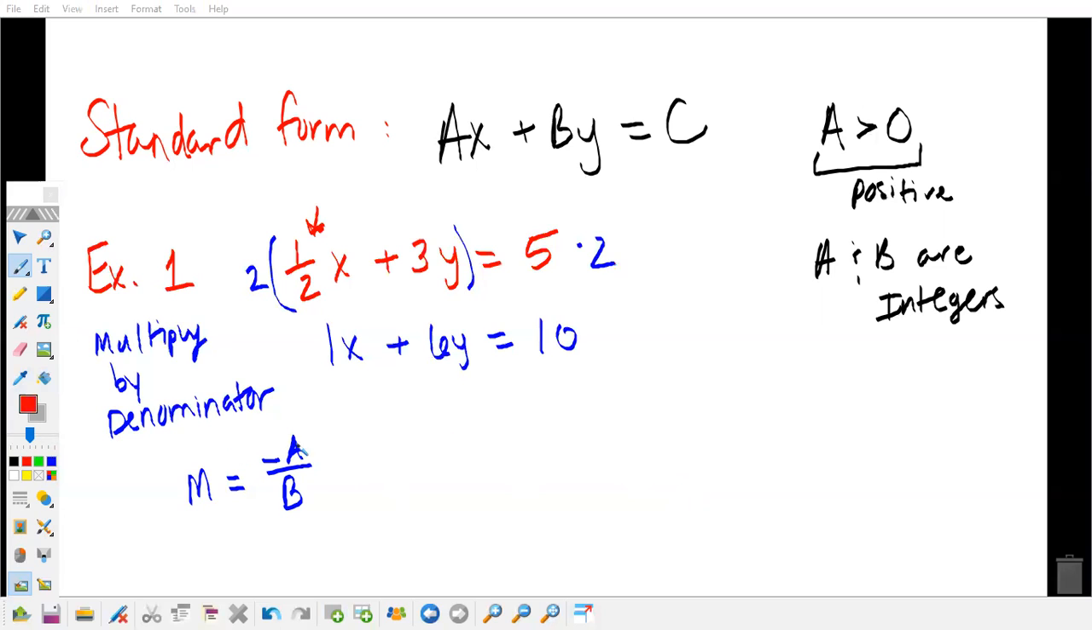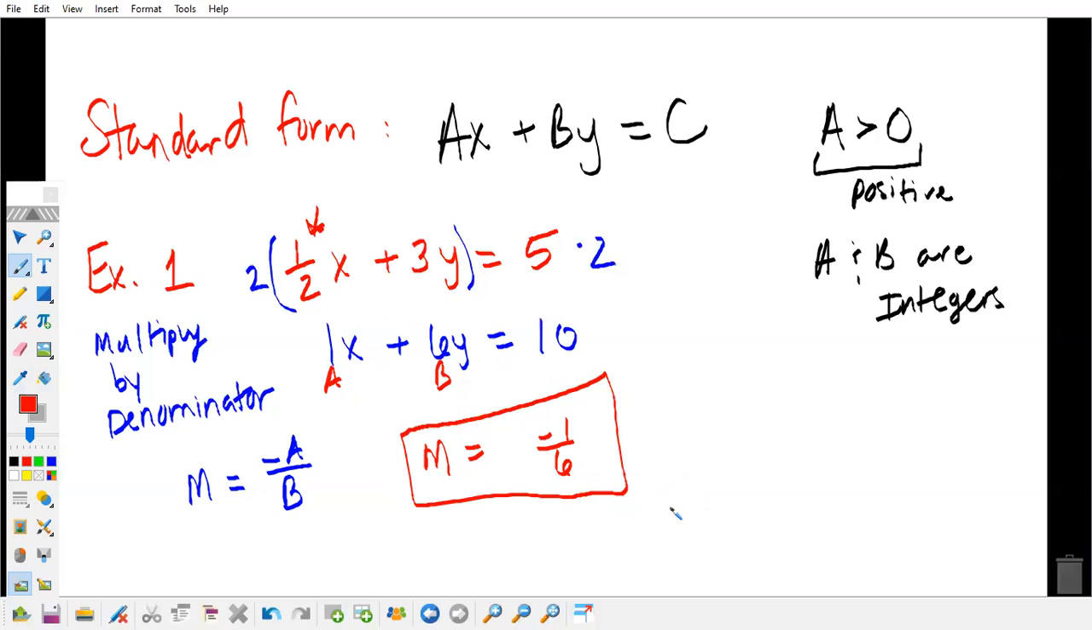So continuing with our example, if I want to know what m is from here, what's my A? 1. What's my B? 6. So I plug it in. So negative A divided by B. So what is my slope? Negative 1/6. This is a formula for slope. So this is finding the slope in standard form. So this is different. So this is slope. It's not in the equation.